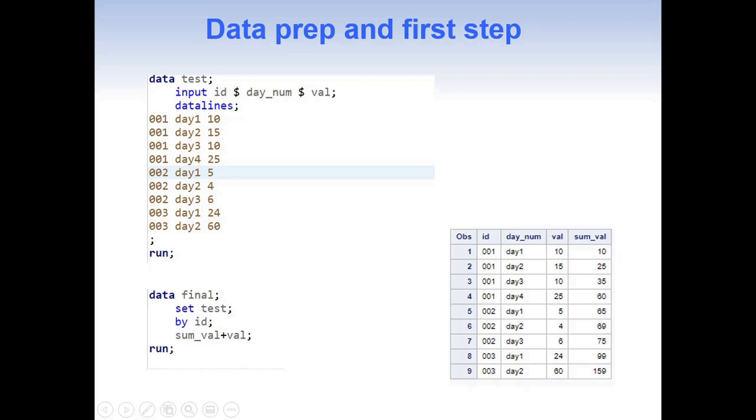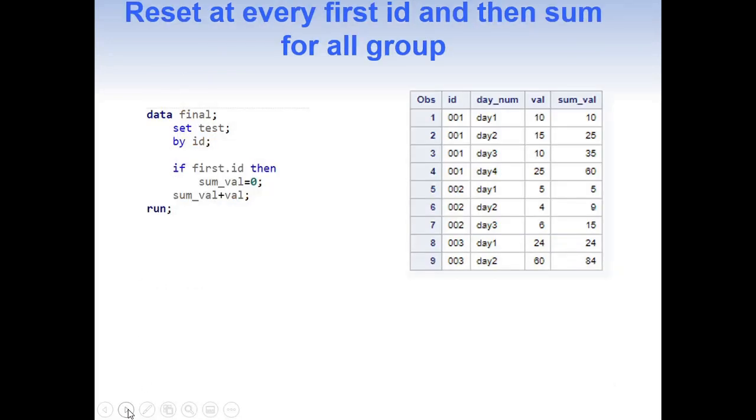And even though we have cumulative total, we are more interested in having the total here, and we do not want it, once it leaves this by group, to still do the totaling, because now we are adding the values which are not related to the same by group. So to avoid this, we can simply write an additional line of code wherein we are saying if first dot id then sum underscore val equal to 0.